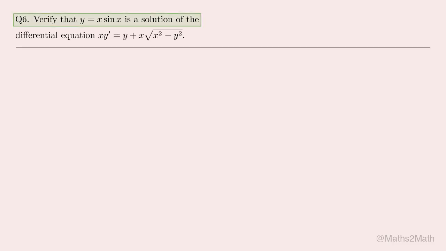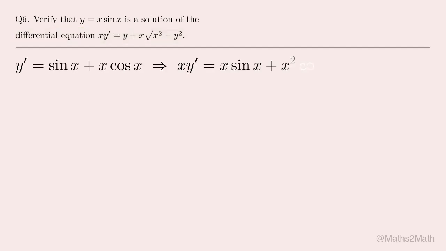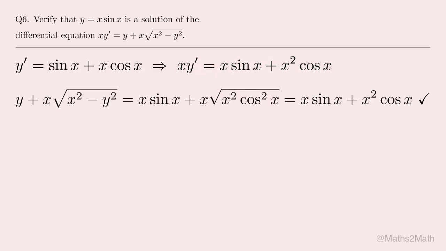Question 6. A product solution with a root on the right. Differentiate as often as needed, substitute, and watch both sides agree. Product rule, then substitute and simplify the root. On the right, the root of x squared minus x squared sine squared is x cosine x in magnitude. Both sides match.